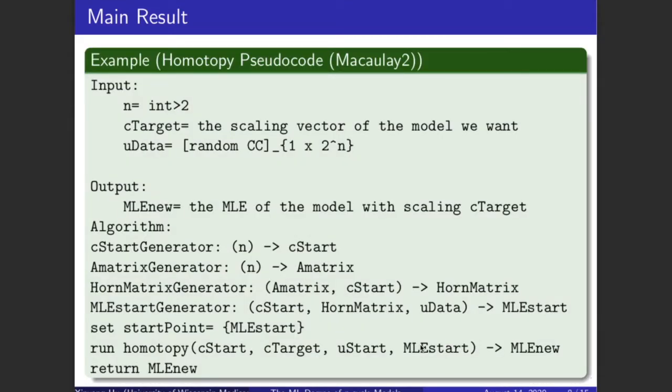Here is the pseudocode for running the homotopy tracking algorithm, and we will use Macaulay2 as our programming language. We developed 4 generators: C start, which is the Cn in the theorem, the A matrix, which encodes the binary n-cycle model before scaling, and the Horn matrix. We use these 3 results to compute the MLE start, which is the MLE of the Cn scaled model. And then we apply homotopy to trace the final MLE of an arbitrary scaled model.